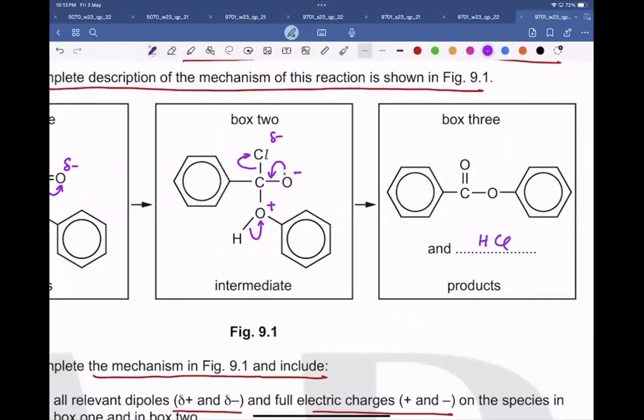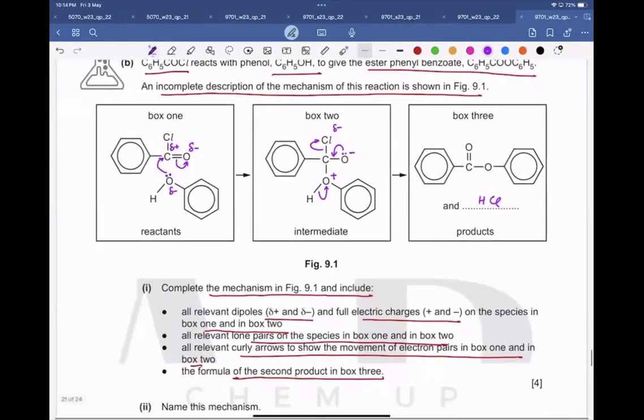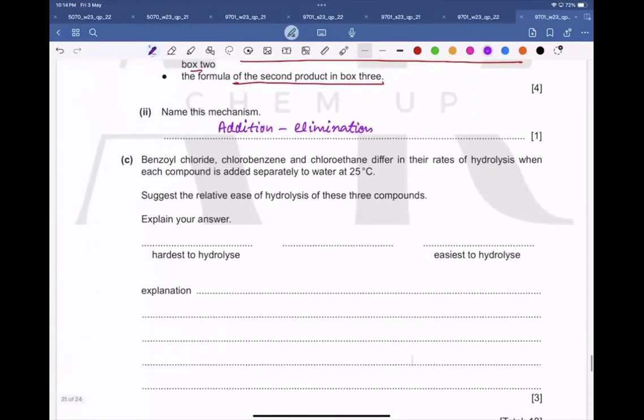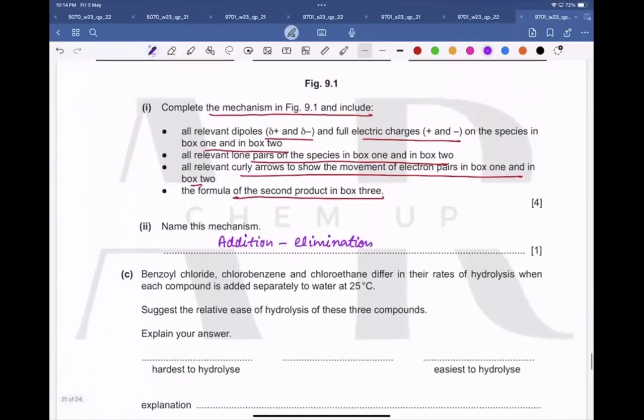This is the mechanism that we have studied in carboxylic acid derivatives. You will find that mechanism in those notes. It is called nucleophilic substitution, or it is called the addition-elimination mechanism. Till here, is this clear to all of you?